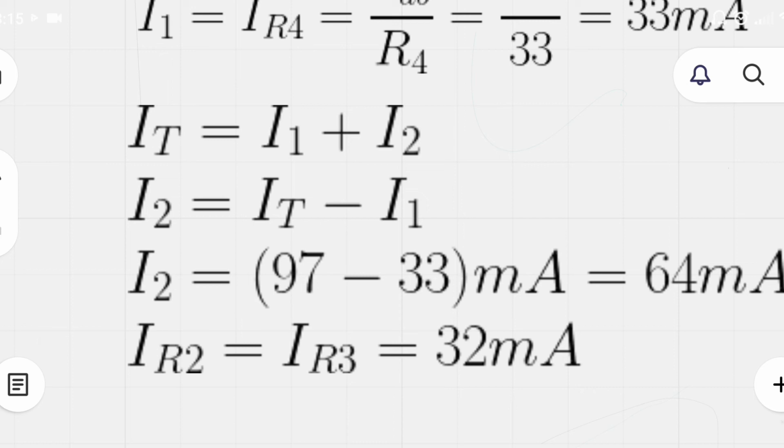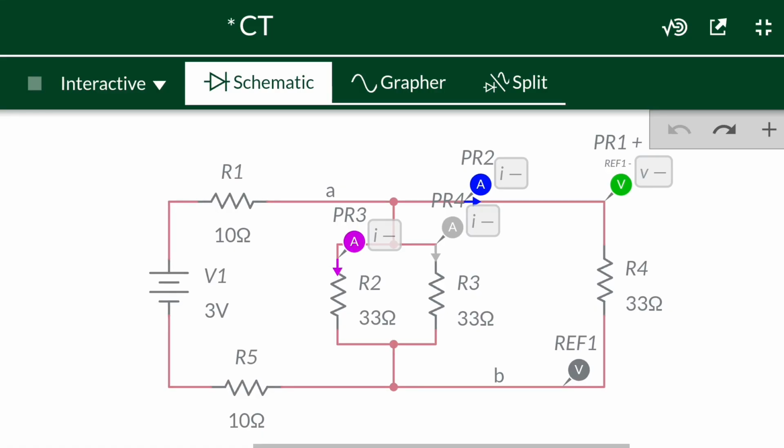So go to Multisim Live. There are 3 probes for calculating the value of current. PR3 is connected to R2, PR4 is connected to R3, and PR2 calculates the current flowing through R4. Let's simulate the circuit.